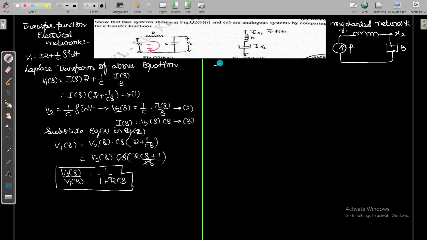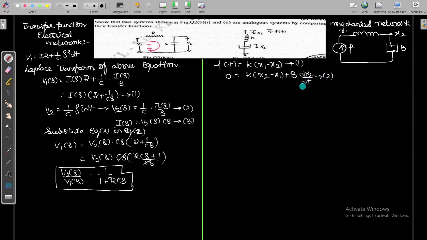First we will write in the time domain: f of t is equal to k into x1 minus x2, that is only for the first displacement. Next, for the second displacement, there is no force on it. So 0 is equal to k into x2 minus x1 plus b into dx2 by dt. We consider this as the second equation.